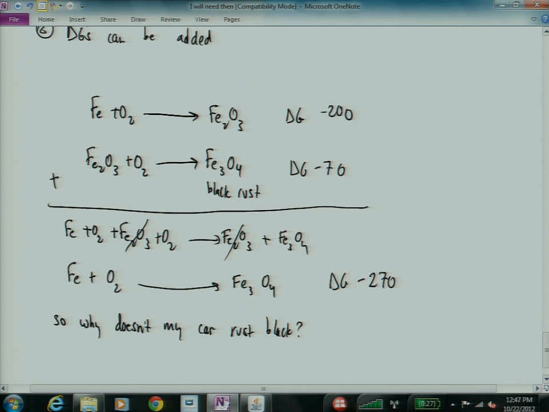But the thing is that Fe2O3 plus oxygen going to Fe3O4 has a very high activation energy. Therefore, it's very slow at room temperature. So you have to get it really, really hot to have that happen at any appreciable rate. Okay. But you can do these math kinds of things like that. Questions about that before we do the clicker question?